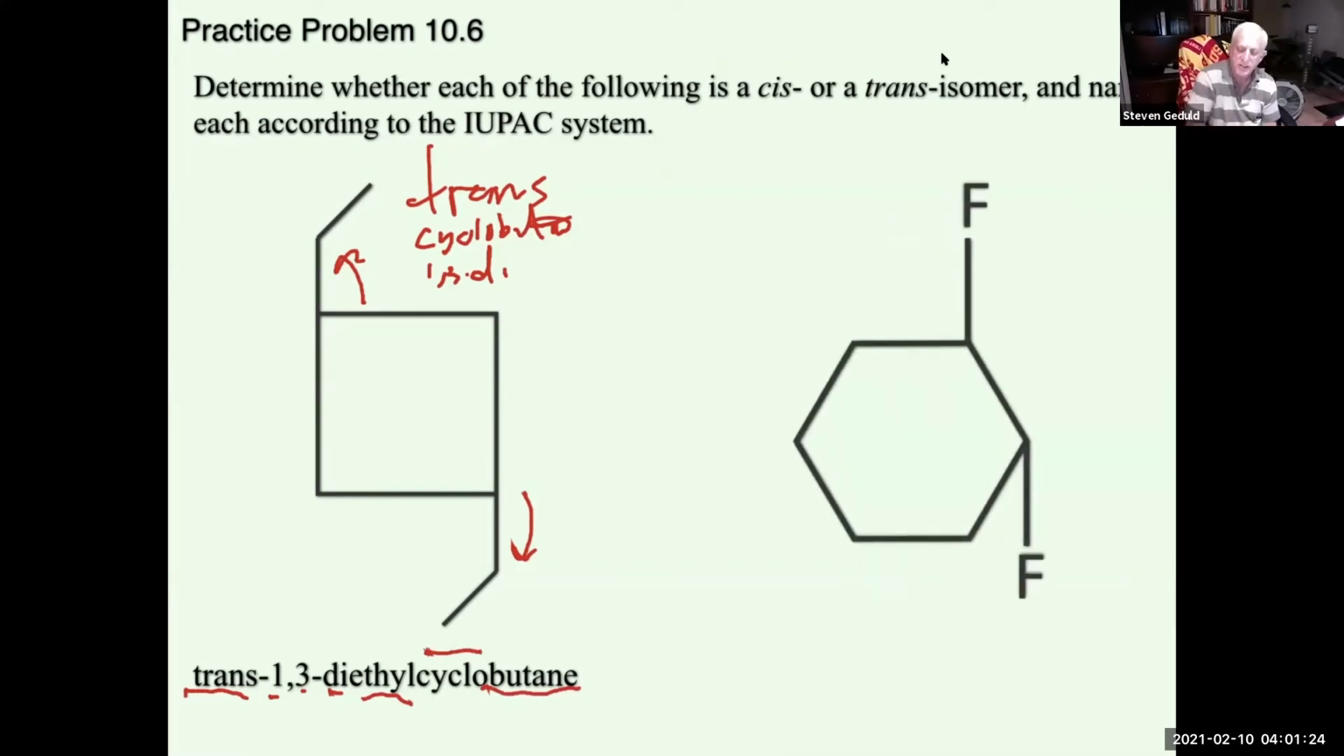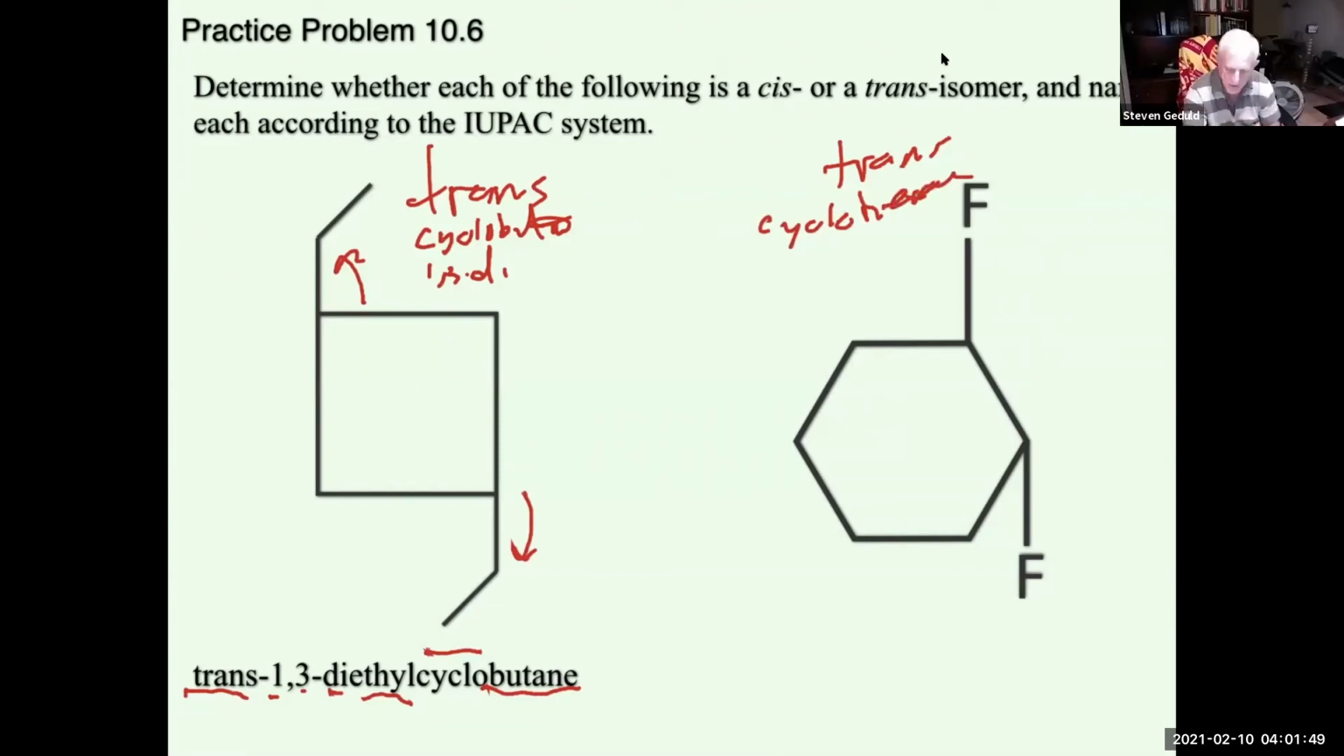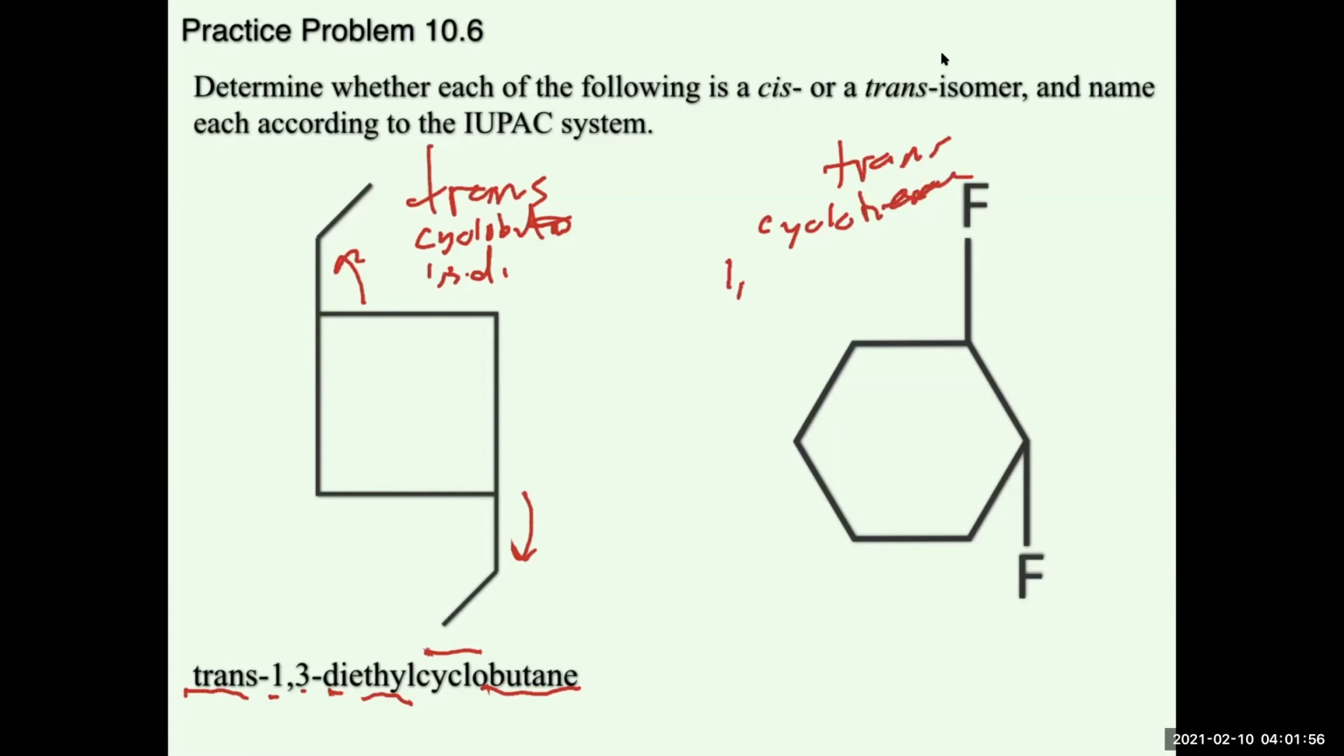All right, cis or trans? Trans. Perfect, trans. Okay, and it's cyclical, so it's cyclo. How many carbons? Hexane. 6 carbons, cyclohexane. And there's attachments at what numbers? 1 and 2.